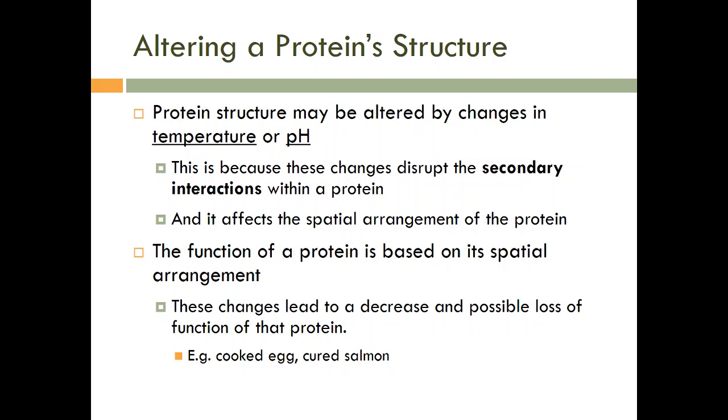And curing meat, curing prawn, things like that. If you cure them with acid, like if you leave them in vinegar, you can preserve them because they change the protein structure and they don't go bad that fast. So those things can be altered because secondary interactions hold the shape of proteins.